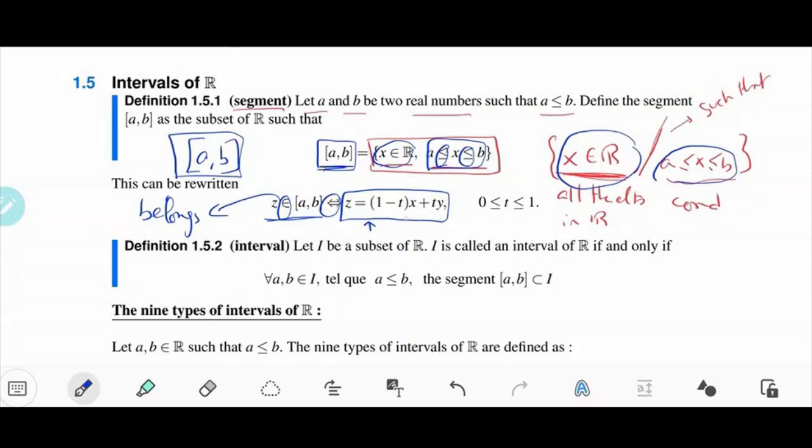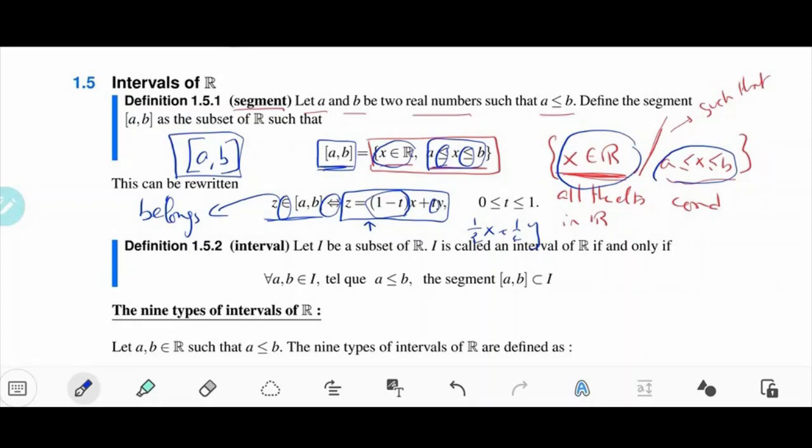It's saying that if you take X, you multiply it by this number, and Y you multiply it by this number, you will find a number that is between X and Y. Because let's take it a little bit differently. T is between 0 and 1. For example, if T is equal to half, this expression will be half X plus half Y. So it's X plus Y over 2. It's the midpoint of XY.